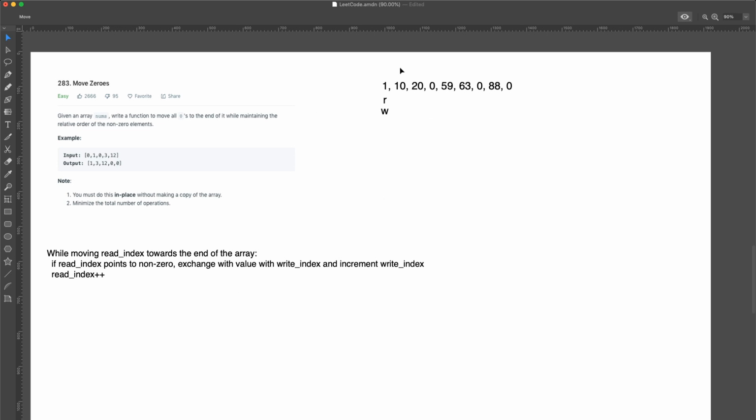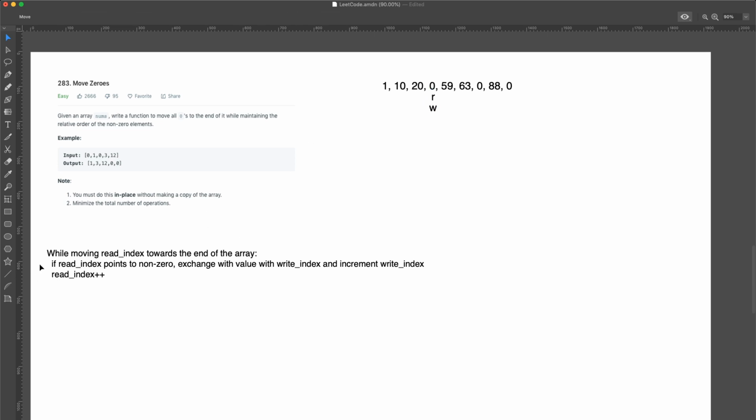So let's work through this as an example. First, the read index points to a non-zero value, so we have to exchange with the write index. Since they point to the same value, nothing changes. And we increment the write index, and then read index plus plus. Okay, non-zero value, exchange, and increment the write index. And then read index plus plus. Read index encounters a non-zero value, so we exchange with the write index and increment the write index and also increment the read index.